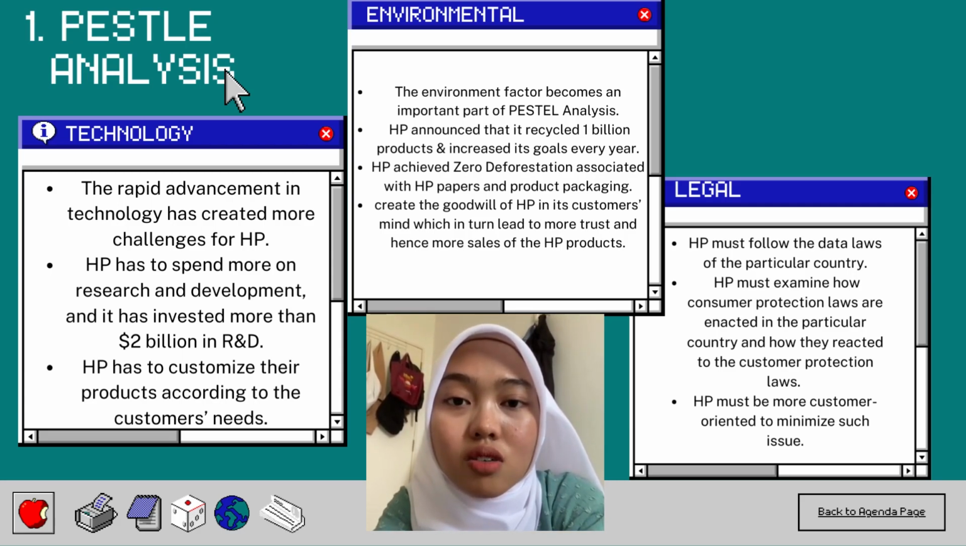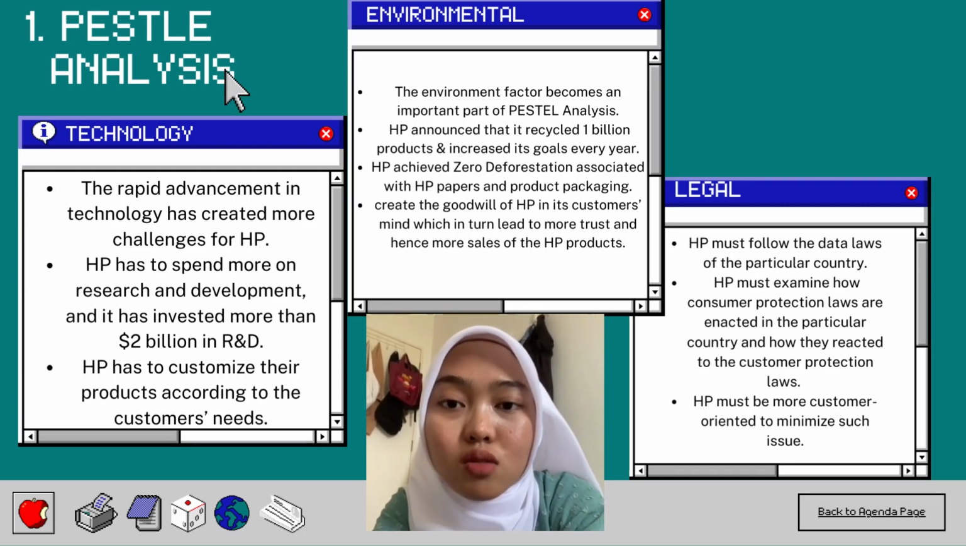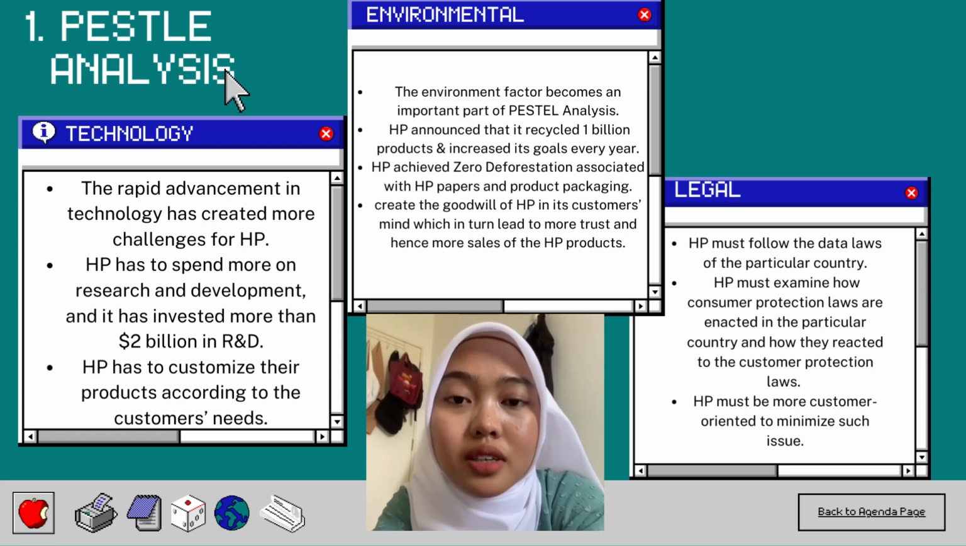Now, 5G is going to be the next big thing in countries like India, so HP has to customize its products according to the customers' needs. In emerging countries where the population starts using digital ways of payment and many third-party payment apps, it becomes easier for HP to sell its products directly to consumers.